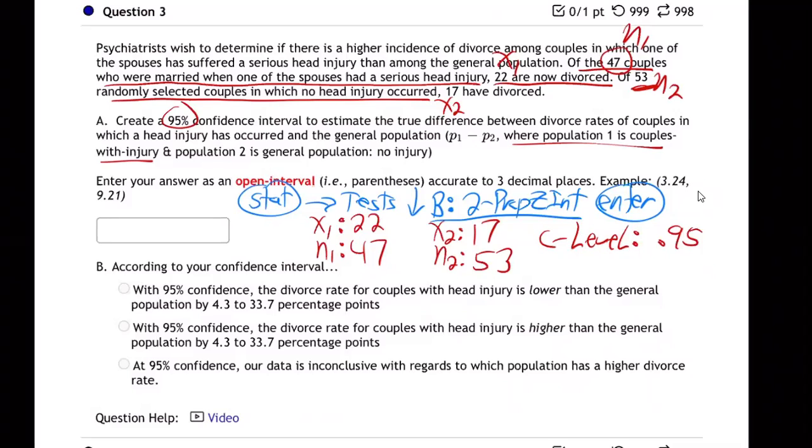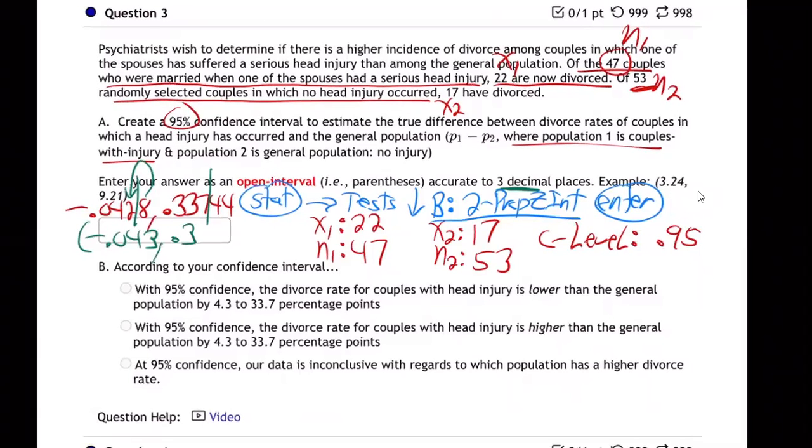I'm getting negative 0.0428, comma, 0.33744. But then they want me to round that to 3 places. So that'd be parenthesis negative 0.043, since that 8 will round that to 3, comma, 0.337. So there's my confidence interval from the calculator.